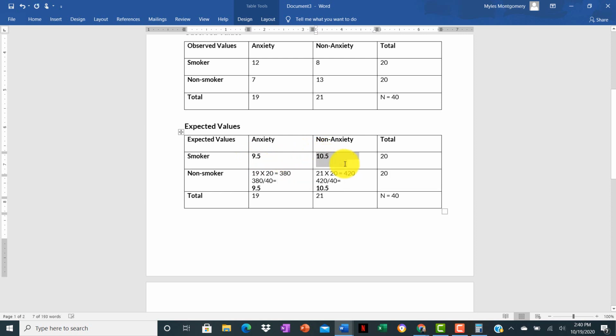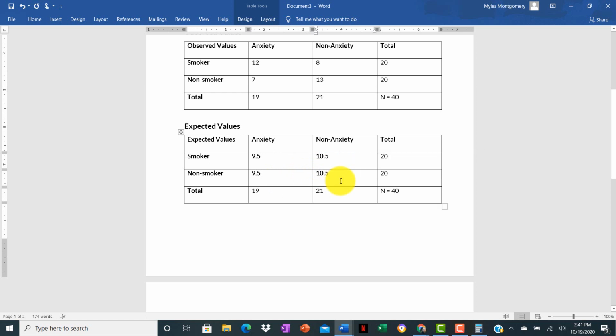So again, I'm going to go ahead and show you what this looks like in its completed form. When I take out all the math, all the work we've done, we can see what our expected values are. So here are all of our expected values. And now the next step is we're going to compare the observed values to the expected values, run our formula, and come up with the calculated value for this chi-square.